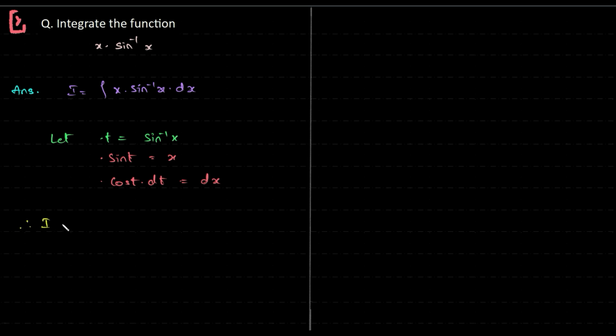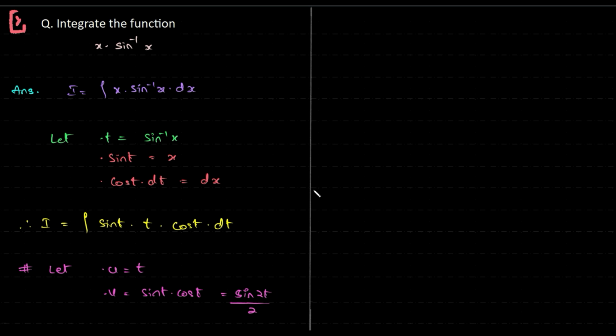So your integral will change to: this is sine of t, this is t, and this is cos of t dt. Now we can integrate it. So this is where we have to think. If I call u as t and v as sine t cos t dt, is this okay? Well, sine t cos t dt is sine of 2t by 2, so yeah, it makes sense.